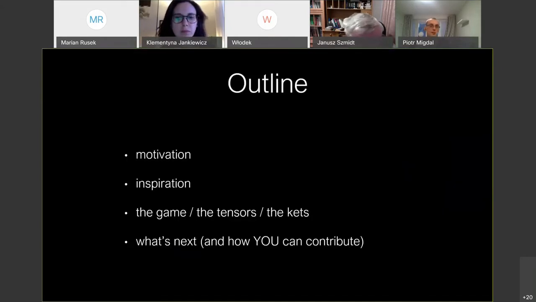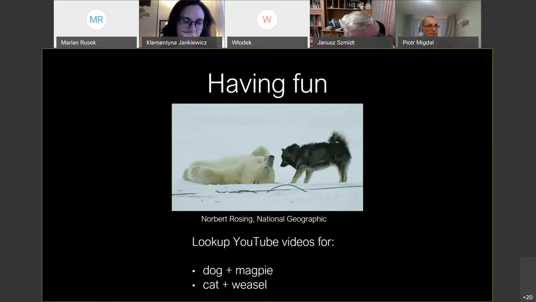But let's move a step back. So what was our motivation? Why did we develop this game? And what do we want to do with it next? So basically, playing is not only about humans. Animals also have fun. They play with each other. Sometimes there are species that normally would eat each other. For example, this polar bear would easily eat a wolf. And you can even look online for videos, say, of ducks and magpies or cats and weasels to see this playful behavior when they learn the world by playing.